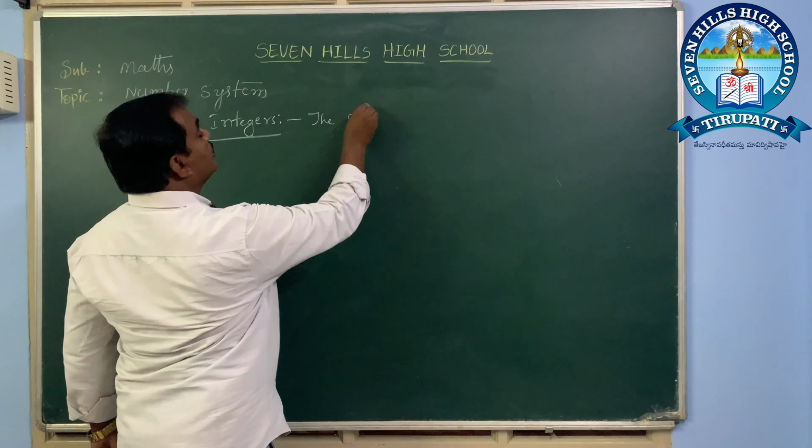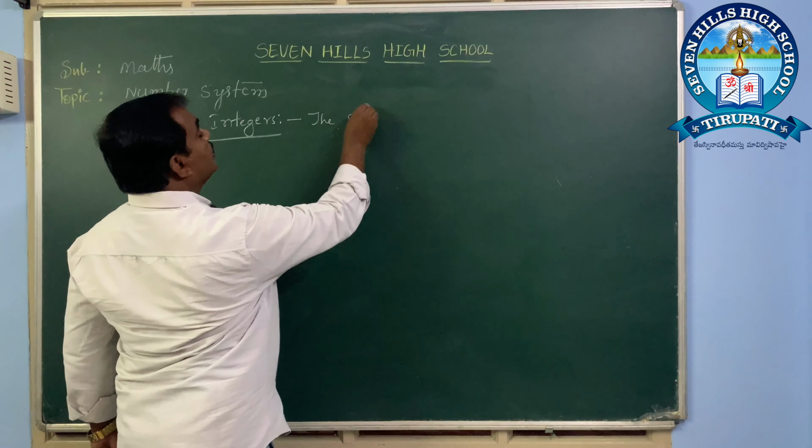The set of integers are denoted by the letter I or Z. Z is equal to ..., -3, -2, -1, 0, 1, 2, 3 and so on, like this. So here the least positive integer is 1, the greatest negative integer is -1.